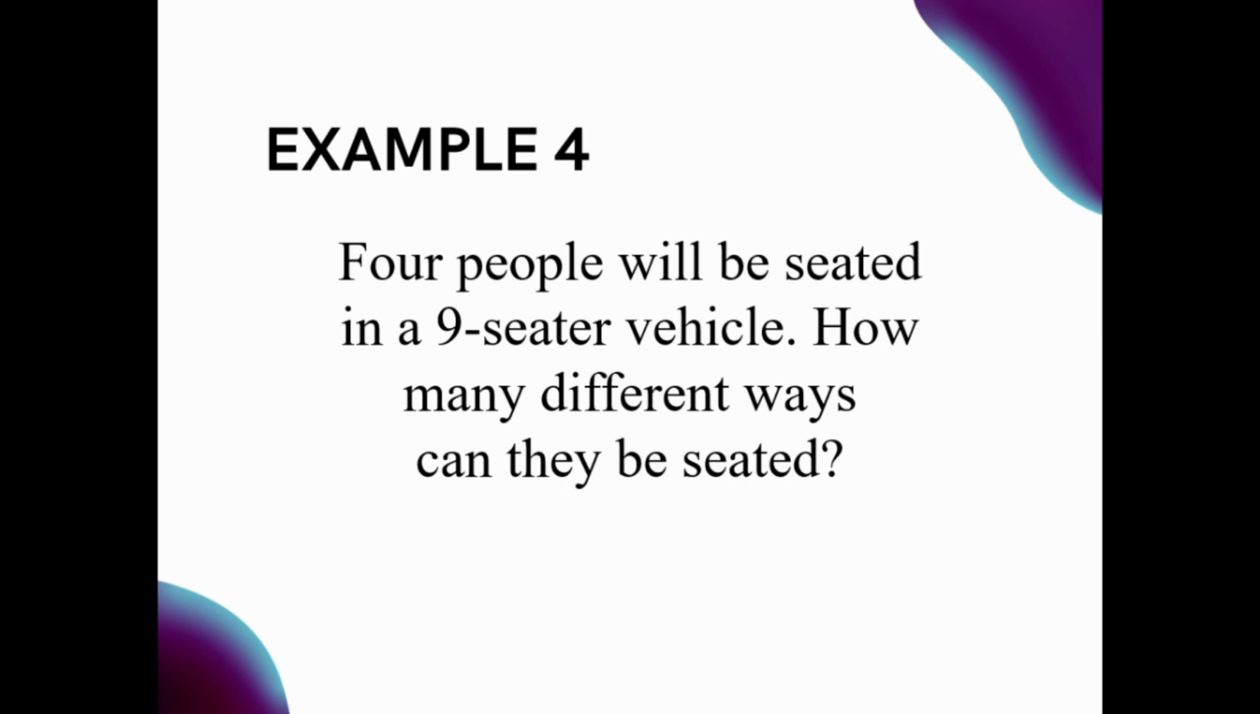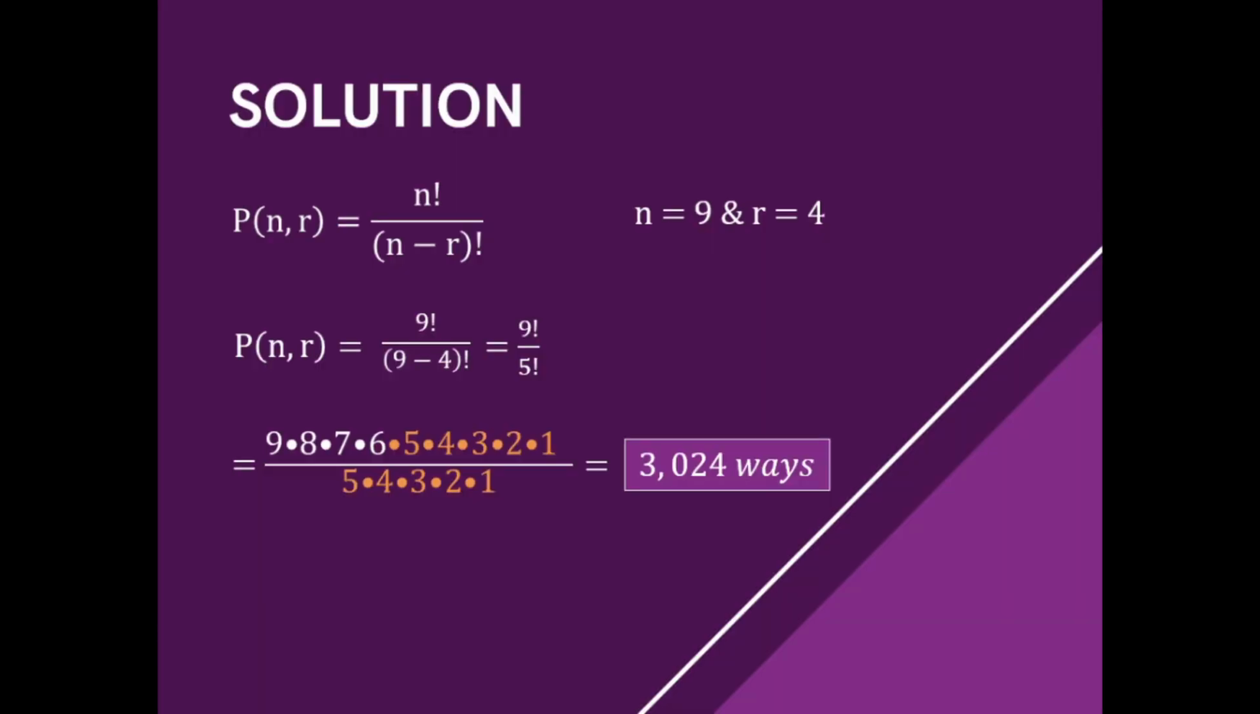And lastly, for number 4, 4 people will be seated in a 9-seater vehicle. How many different ways can they be seated? This is an example of permutation of n objects taken r at a time. Therefore, we will employ the formula permutation of n, r is equal to n factorial over quantity n minus r quantity factorial. In the given problem, 9 is the number of objects, so n is equal to 9, and we are taking 4 at a time, so r is equal to 4.